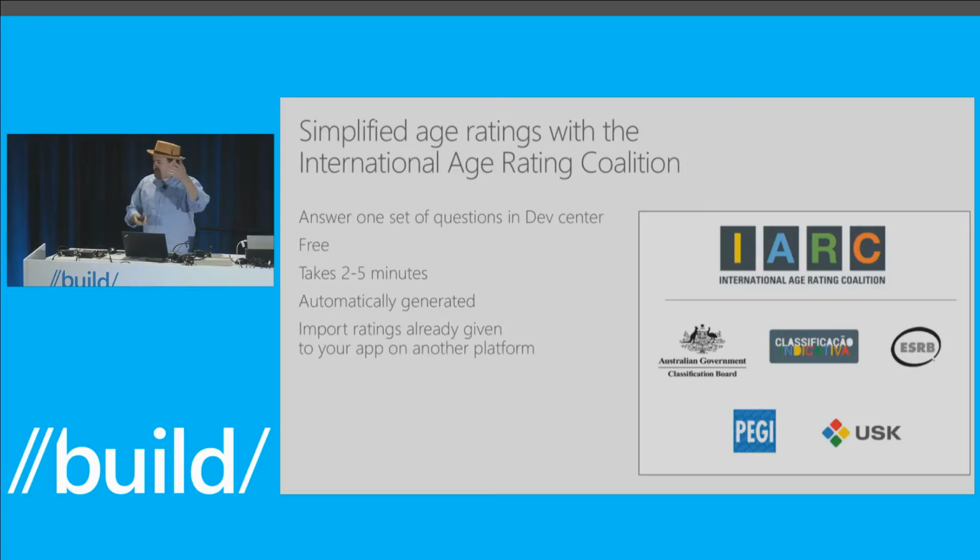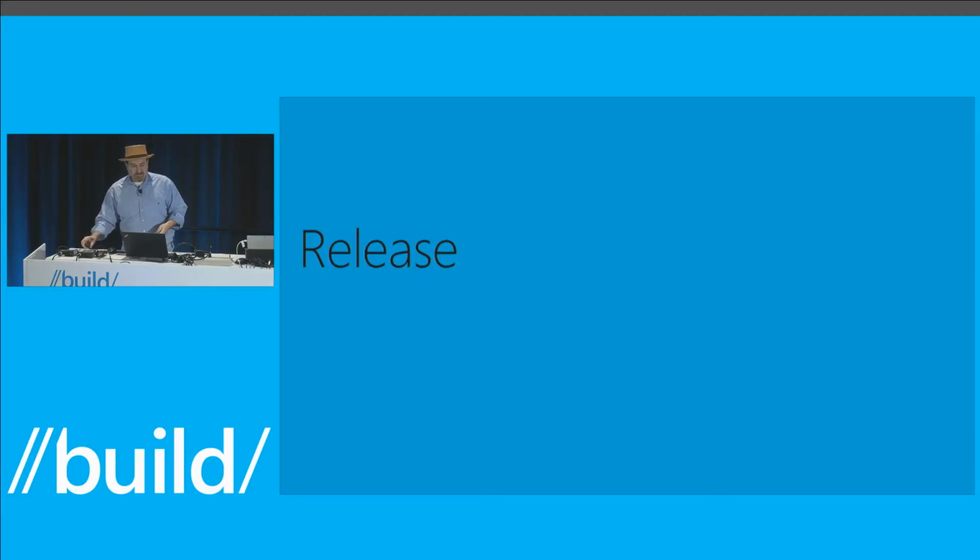You can answer a list of questions describing your app. We automatically generate ratings for all of the IARC participating agencies, plus, I believe, 2 more. If you've already rated your app from another platform, just give us your IARC rating ID. You don't have to answer the questions again. We'll just pull that in and use that in Dev Center. So now I'm going to hand it back to Krupa to talk about the release phase.